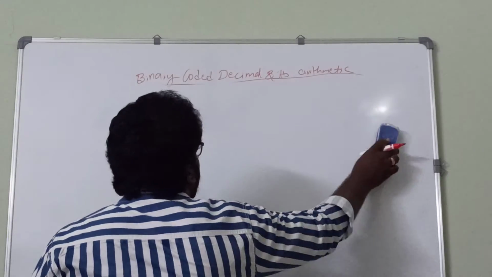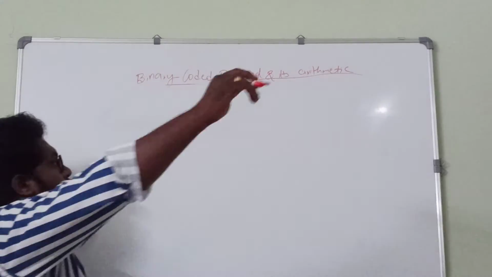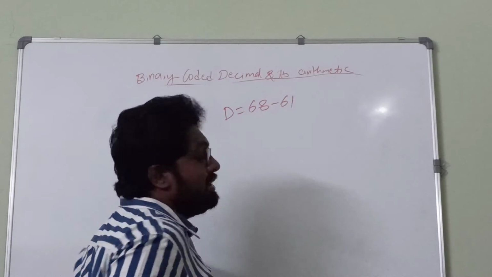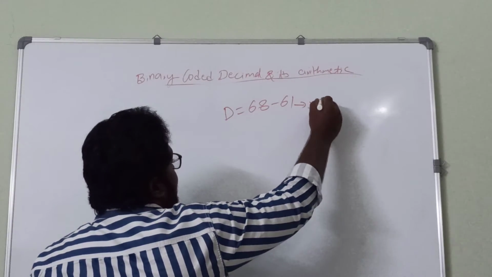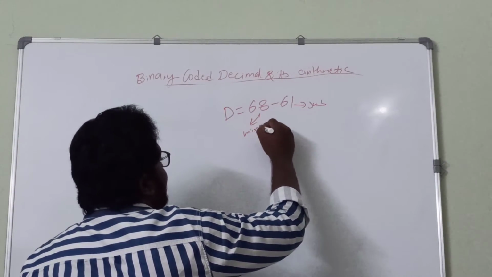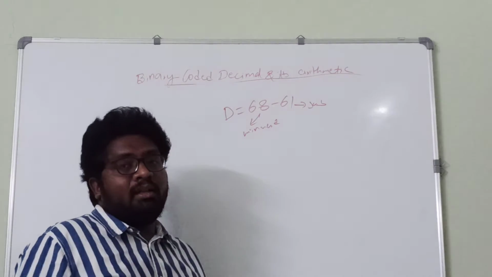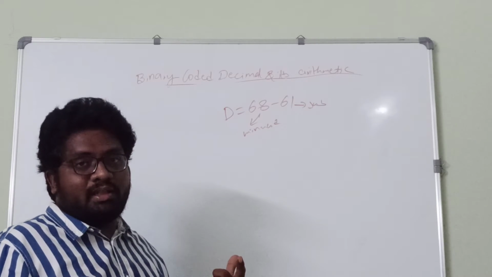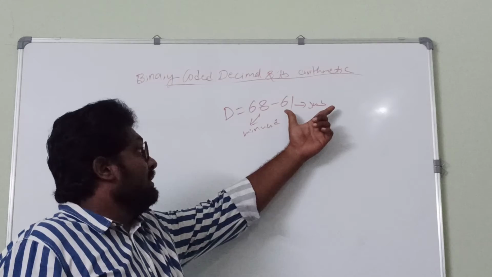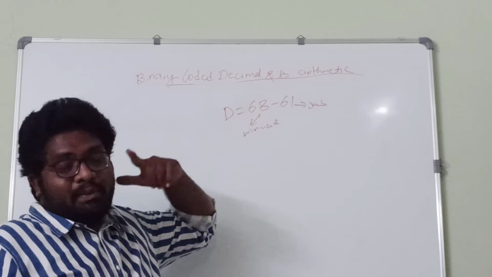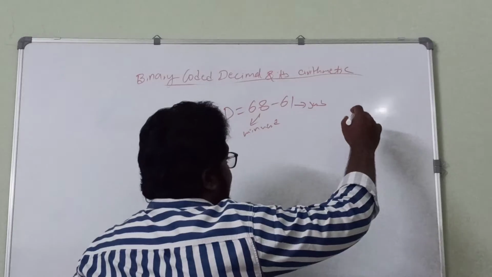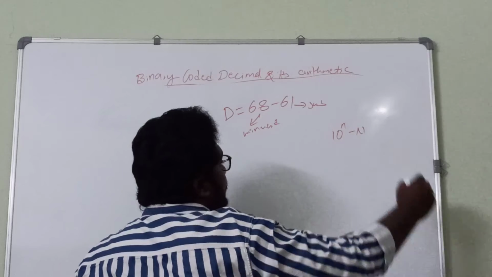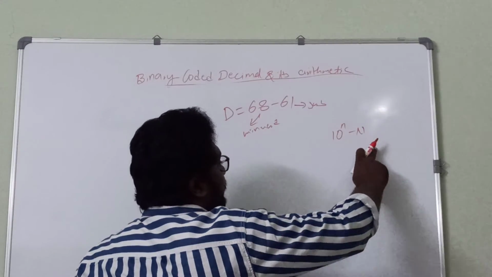So for example, we need to find out the difference between the values 68 minus 61, where 61 is the subtrahend and 68 is the minuend, right? What is our first rule by using the tens complement representation? The first rule is that we need to find the tens complement representation for the subtrahend, right? As we have discussed, to find the tens complement representation, 10 power n minus capital N is the formula that we are going to use.